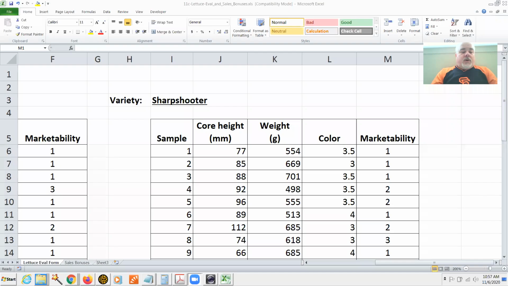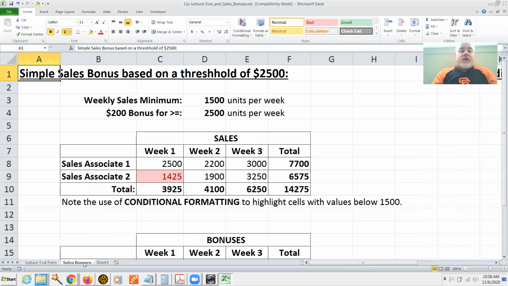So I'm going to go back to the same spreadsheet, but we're now going to look at bonuses. So here are my sales bonuses. And this first set of tables here is a sales bonus based on a threshold of $2,500. So if you have a weekly minimum sales of $2,500, yeah.